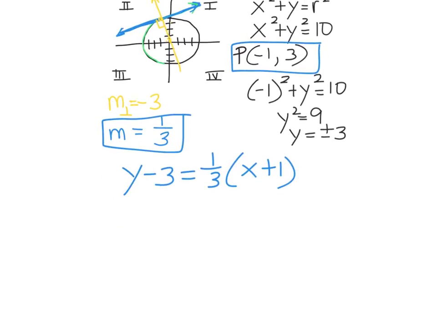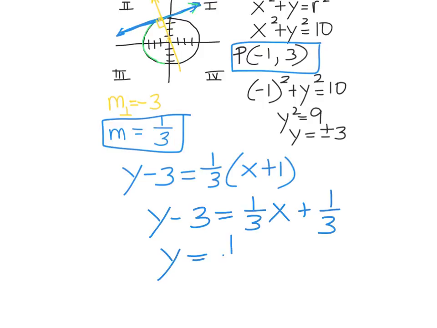Then go ahead and distribute the 1/3. We'll get this into slope-intercept form. So 1/3 x plus 1/3, and then add 3 to the other side. So y equals 1/3 x plus 3 1/3, or 10/3 if you want to write it as an improper fraction.